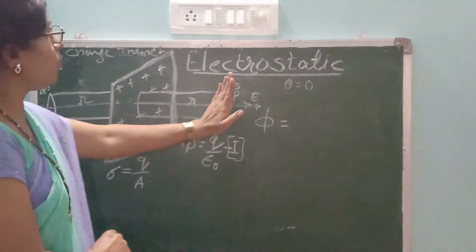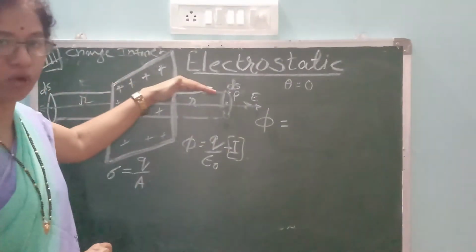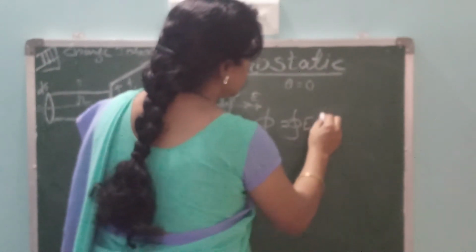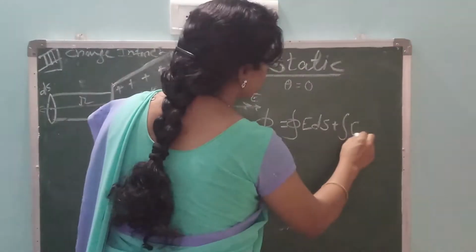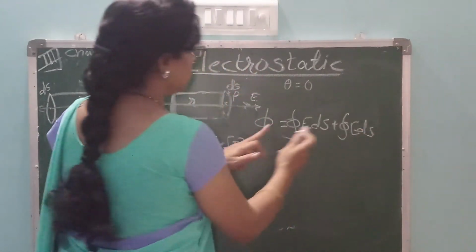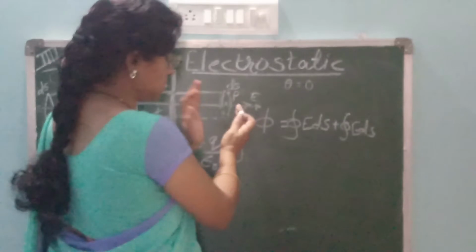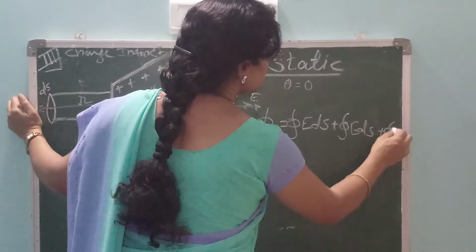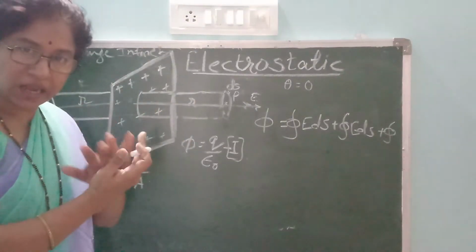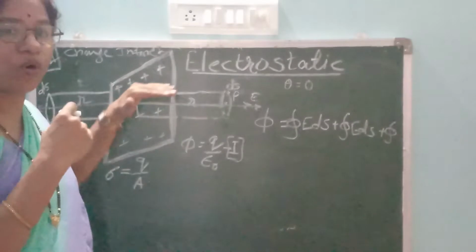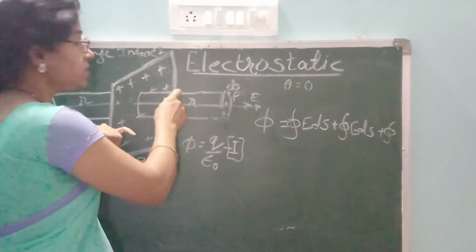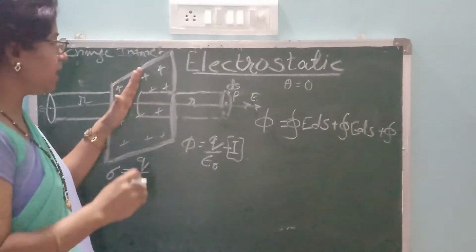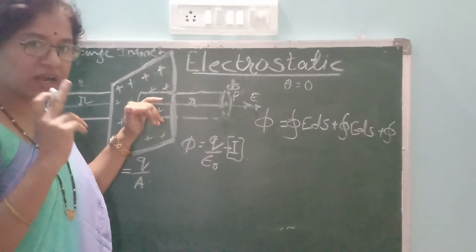To find the total flux, what are we getting for the first surface, second surface and the curved surface? It is the integration of E ds plus the integration of E ds, this one for the first surface and this one for the second surface. At the same time, for the curved surface, the electric field is tangential, and here the flux is 0. Why? Because the electric field is tangential and that's why we are getting 0.